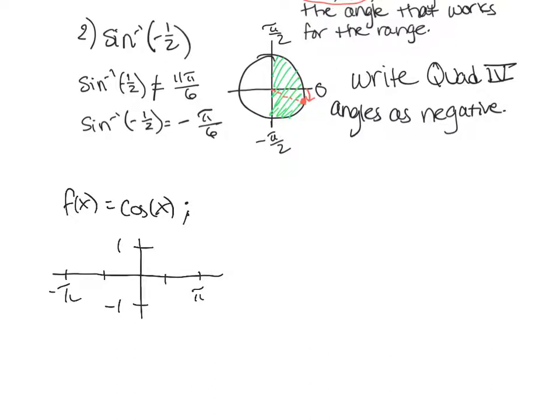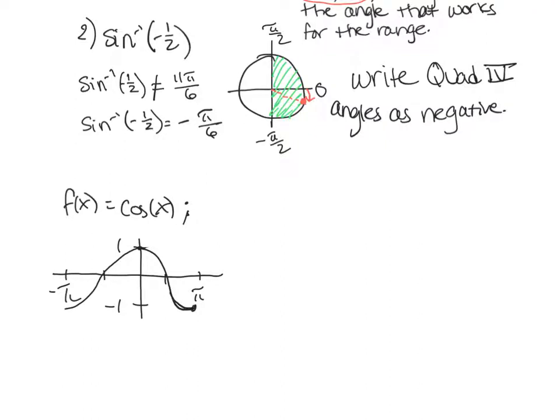Negative pi. Our graph starts up here. Ooh, that was really not pretty. All right. I'm trying to make this look good, I swear. Oh, goodness. Undo. Oh, look at that. You know what? We're going to call that good.